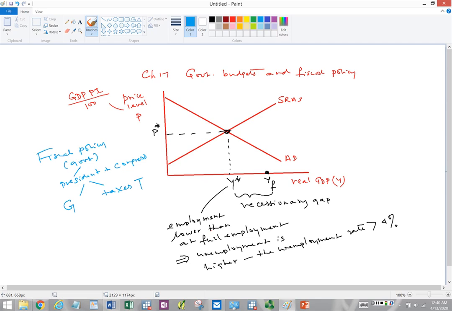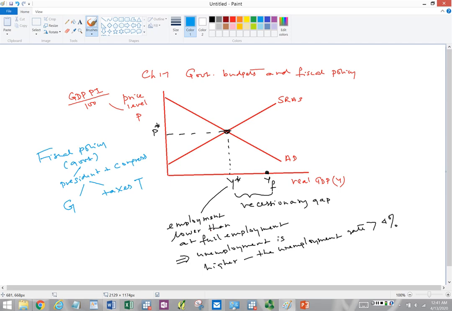Now, eventually, according to the neoclassical economists, the high unemployment would cause wages to fall, and that might cause the aggregate supply curve to shift to the right, thereby narrowing that recessionary gap. Correct? But the Keynesians believe that this might take quite a while to happen. So they think that the government and the Fed have to be proactive, have to take steps to shift the aggregate demand curve to the right. How to use fiscal policy to do this?